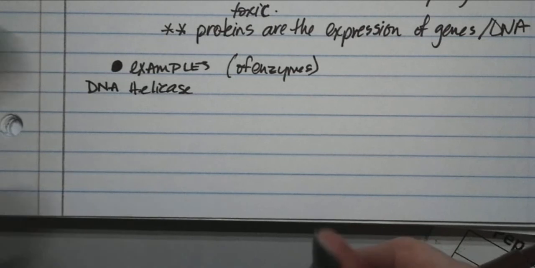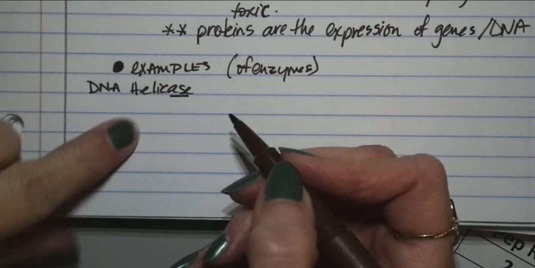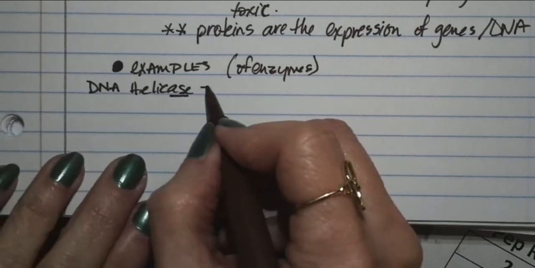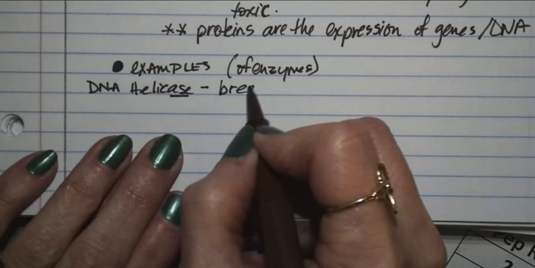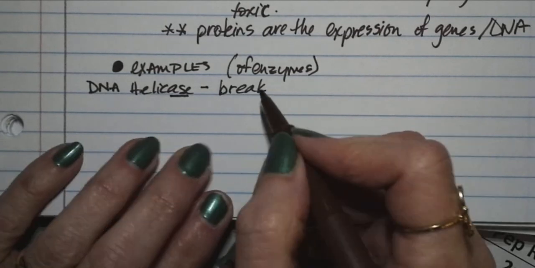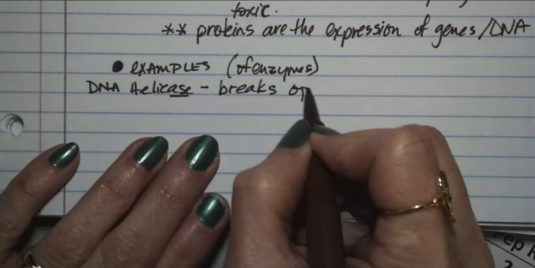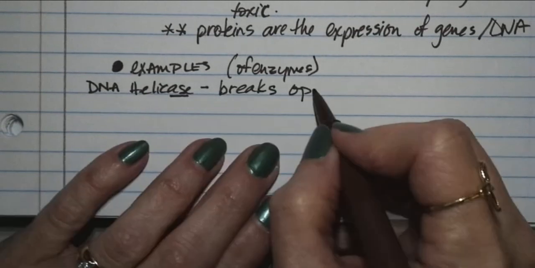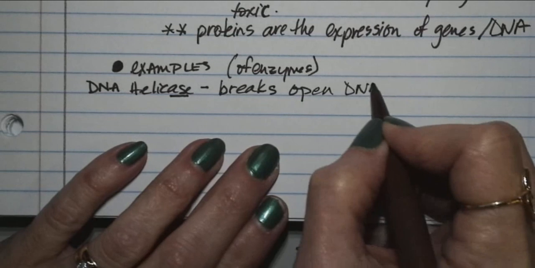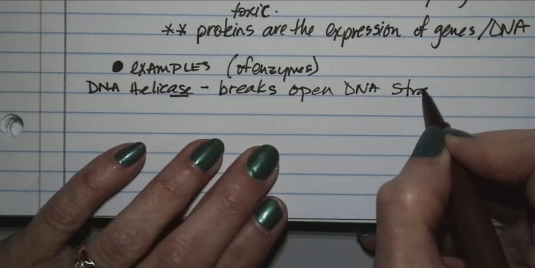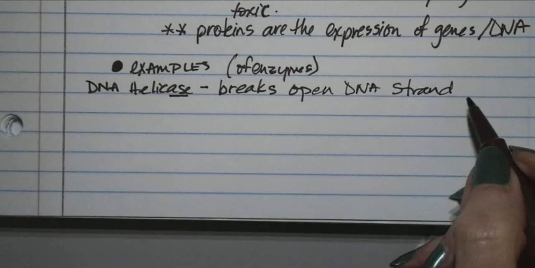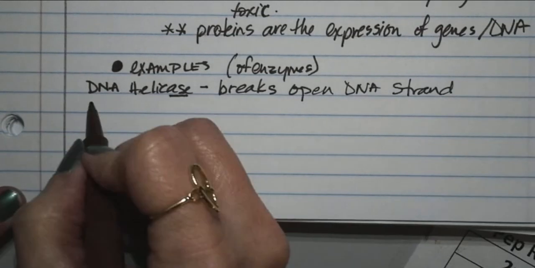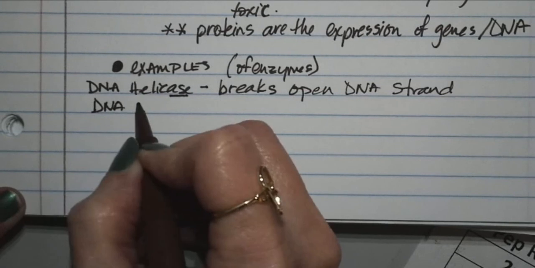What's the shape of a DNA? Double helix, helicase, yeah, you get that? So it breaks open the DNA strand, whether it's for replication or for protein synthesis. DNA polymerase, polymerase, actually breaks it open so that it can add a nucleotide.